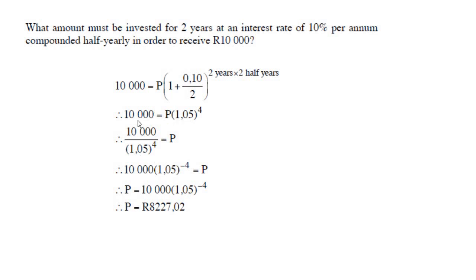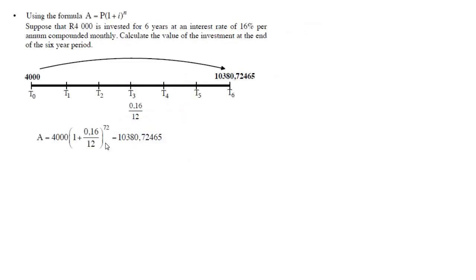You want to find P, the money you started with, so you divide by the 4th power. Hey, but when you divide by something, it's really multiplying by the negative exponent. That's a really interesting thing to notice. Take a look at this example here. You had 4,000 for 6 years at 16%. Well, there's 16%, but it's compounded monthly, so I divided by 12. 6 times 12 is 72. That's how much money you'd have right there.